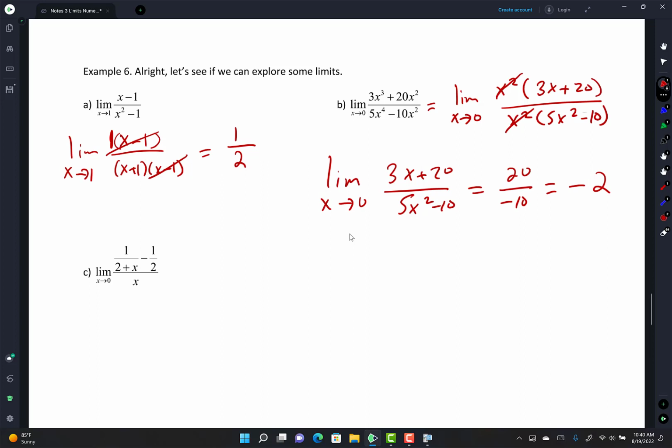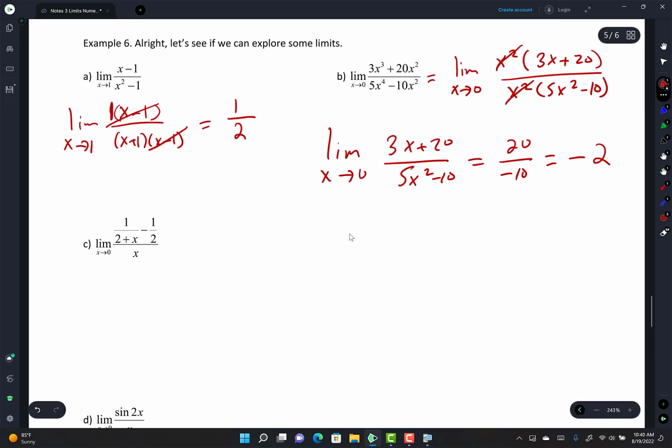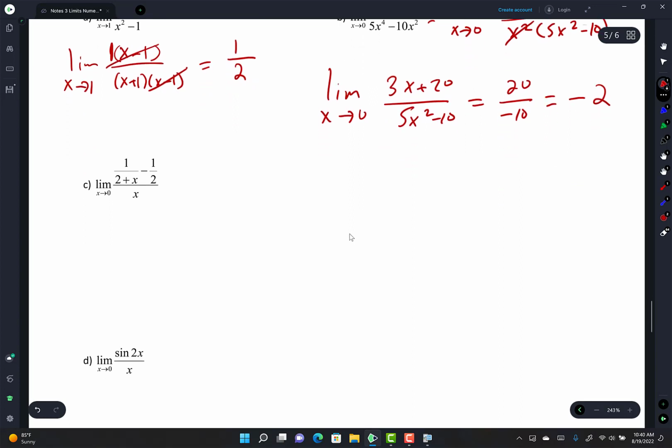How do we feel, guys? We feel okay? Can we take some more or no? All right, here we go. I have this one here. Here's where your algebra is going to come in. I know we did some of these questions last year in pre-cal, in the very beginning, around this time. 1 over 2 plus x minus 1/2 over x. Can I do direct substitution? No, because I can't divide by 0.